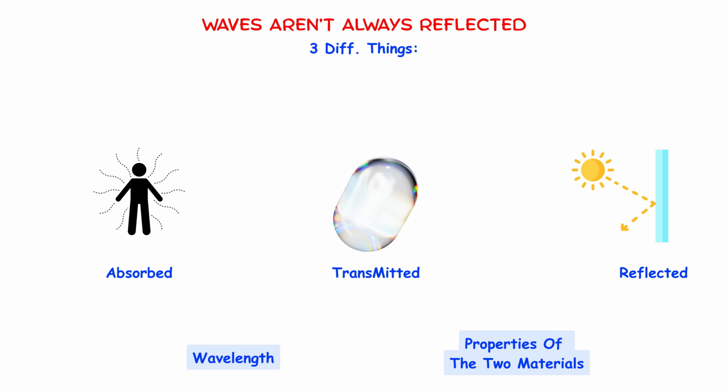The third and final option is that the wave may be reflected, meaning it bounces off the surface of the material and does not enter it at all, and this third situation is what we will be focusing on for the rest of the video. Whether a wave is absorbed, transmitted, or reflected depends on the properties of the wave, such as its wavelength, as well as the characteristics of the materials on either side of the boundary.